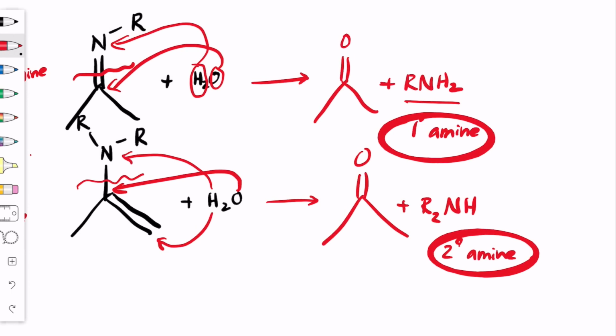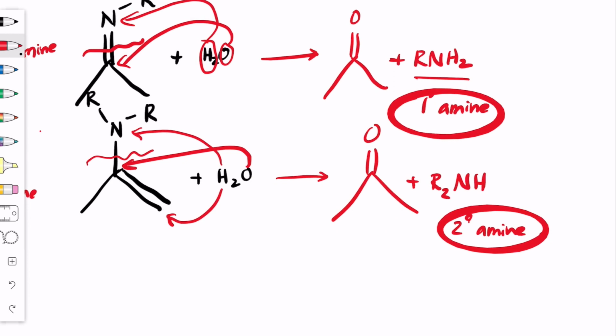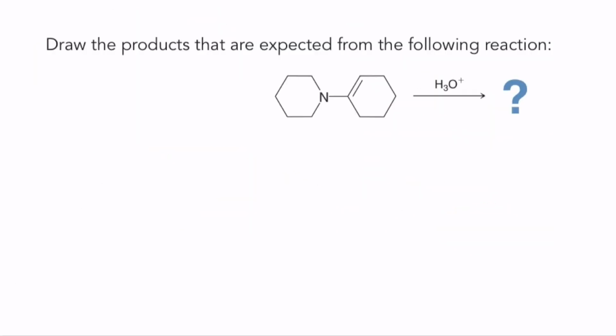So let's take a simple example and let's try to understand this reaction. So this is the question that we have here. There's a molecule given and they are asking us to undergo hydrolysis. So whenever you see H3O plus, remember that it means it's an acidic medium with H2O as well. So you are doing hydrolysis in presence of an acid.